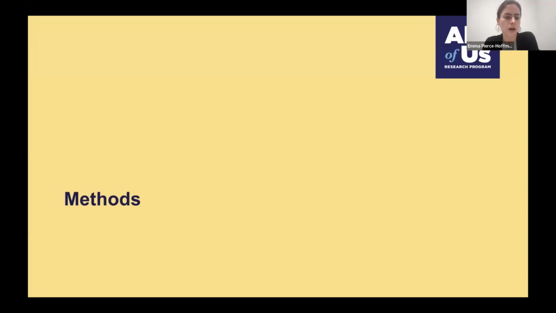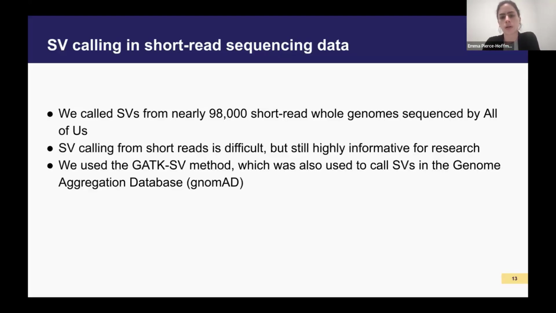Okay, so I want to very briefly talk about the methods that we used to generate this data because I think it can help to have some background understanding of those methods when you're using the data. So as I mentioned a couple of times, this was done on short read whole genomes as opposed to long reads. And SV calling from short reads is difficult, but it is still really highly informative for research. And we used the GATK SV method, which is the same method that was used to generate SV calls in the Genome Aggregation Database, or gnomAD.